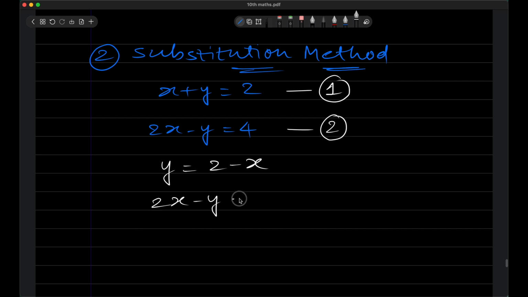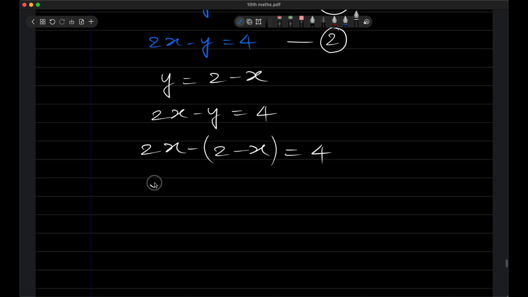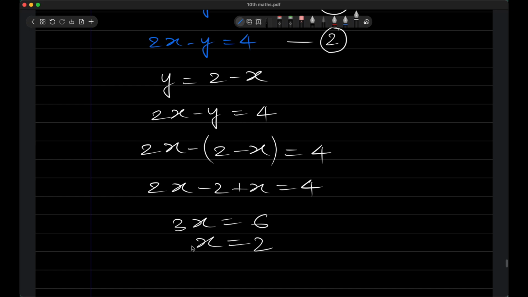We have 2x minus y equals 4. So 2x minus (2 minus x) equals 4. That is 2x minus 2, minus into minus is plus, x equals 4. 2x plus x is 3x equals 4 plus 2 is 6. We have x equals 2.